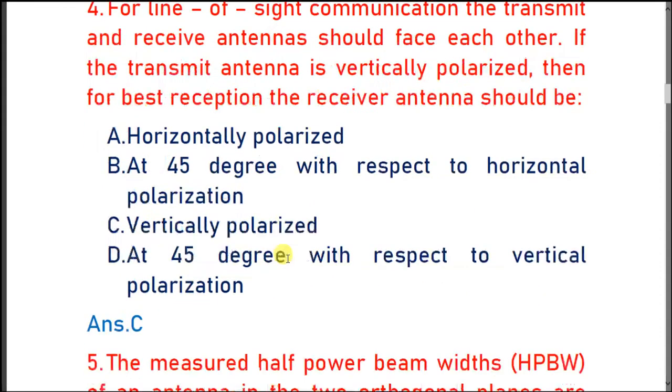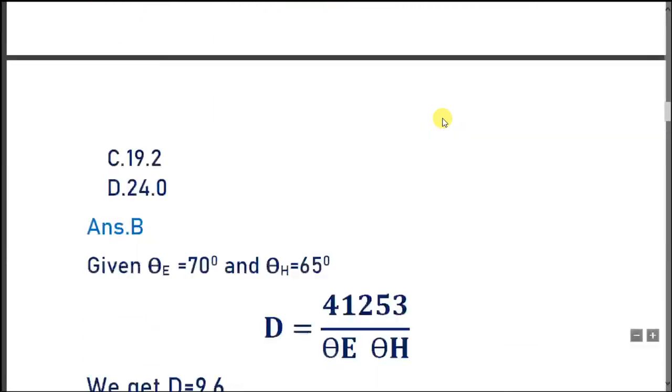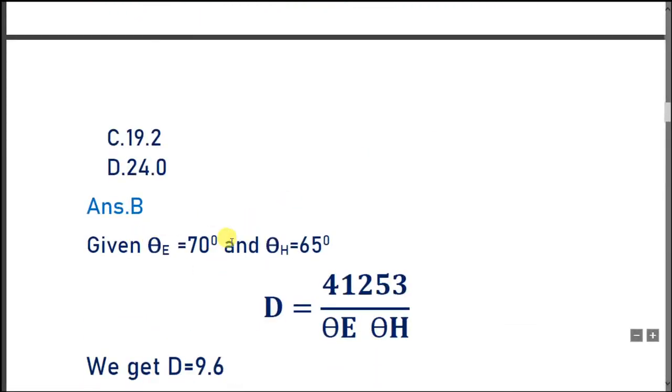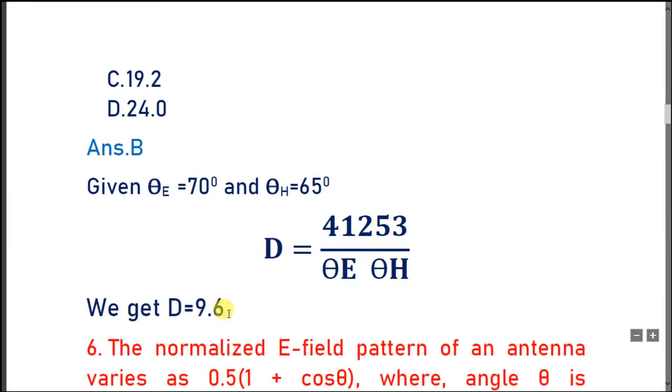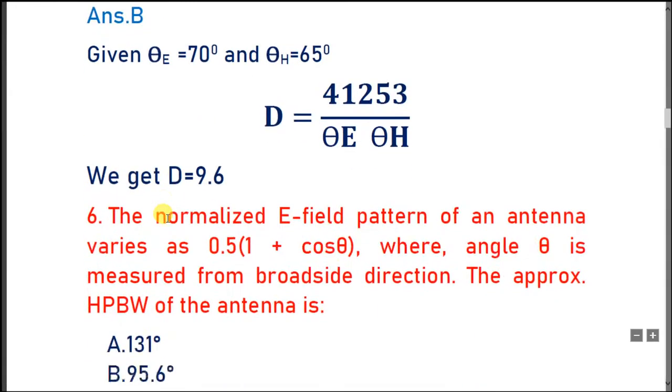Okay, vertically polarized. Next, the measured half power beam widths HPBW in orthogonal planes are 70 degree and 65 degree. Calculate the directivity of the antenna. So you know the directivity equation in terms of the two half power beam widths. Directivity is equal to 41253 divided by theta E times theta H. Theta E is given as 70 degree and theta H is given as 65 degree. Both are in degree. Putting the values of theta E and theta H in this equation, you will get directivity as 9.6, which is answer B. Okay, so answer is B, 9.6.